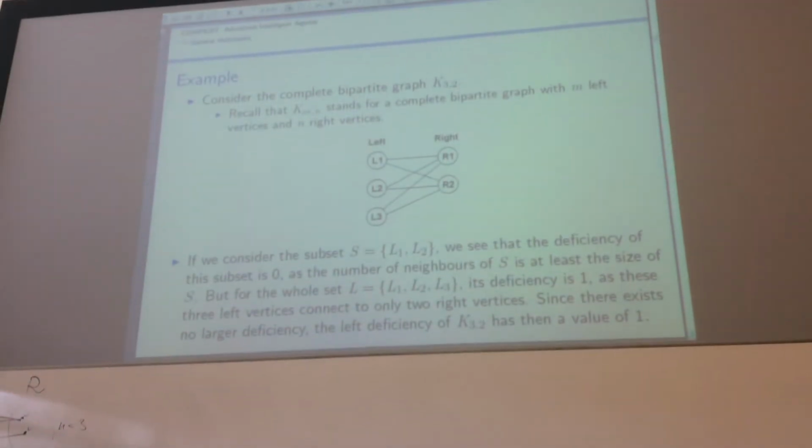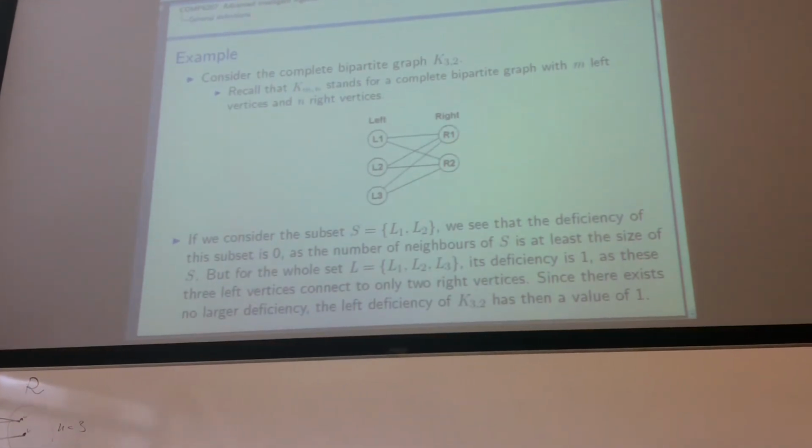Okay. Let's take an example. We have a complete bipartite graph K32. I would suppose you are familiar with the notation, but just to remind you, KMN is the usual notation for complete bipartite graphs, where the left index is the number of nodes on the left-hand side, and the right index is the number of nodes on the right-hand side. Okay. So we have a complete graph, which has all possible connections, all the nodes are connected between the two sides, right?